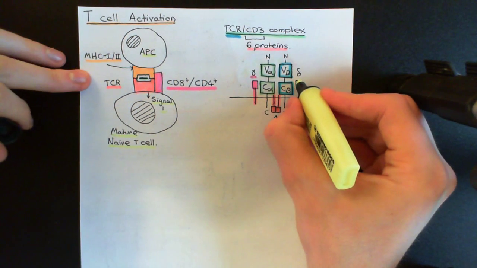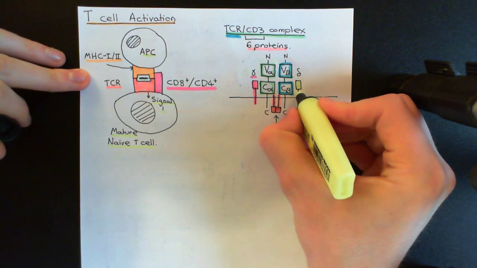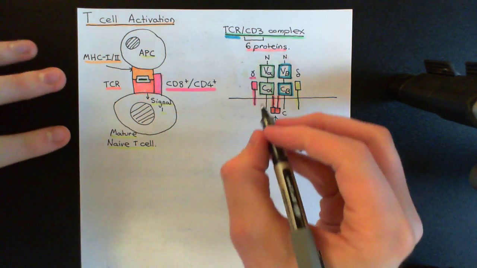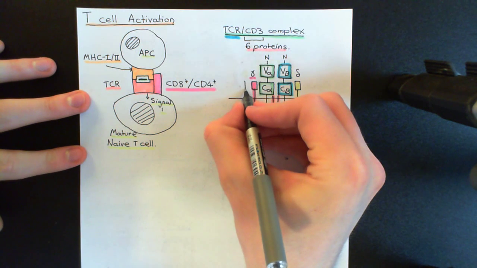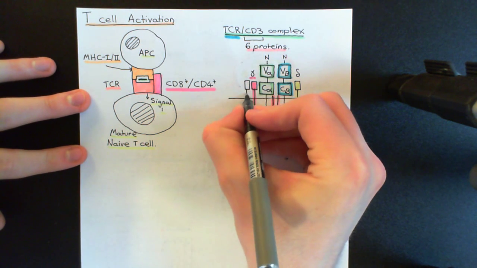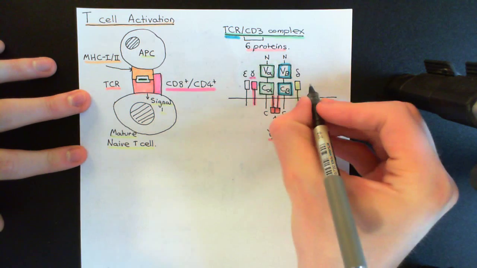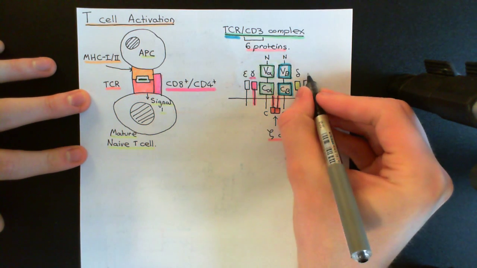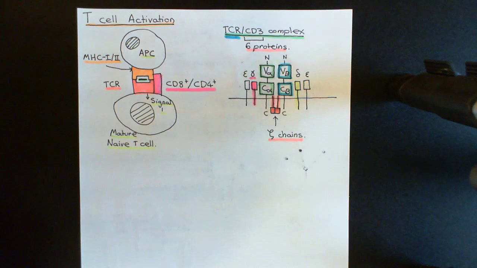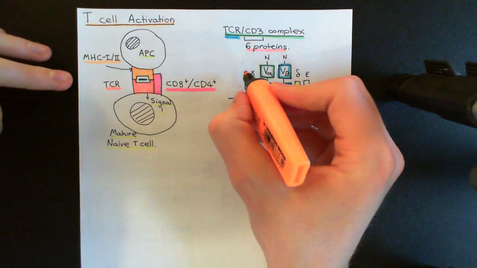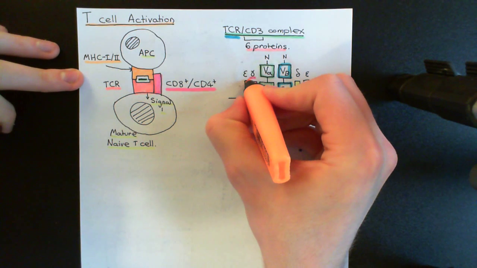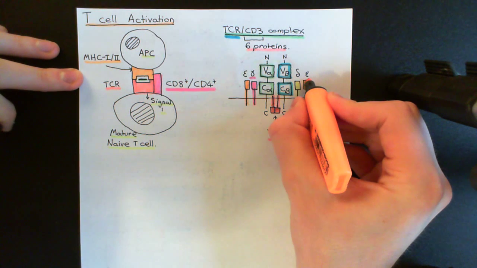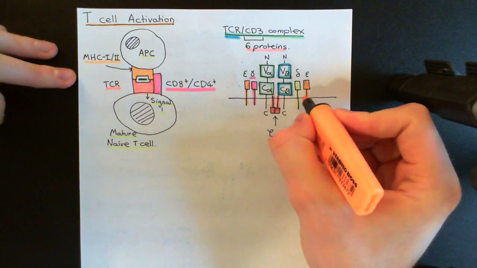And then finally, we're also going to have 2 epsilon chains that are going to be part of the CD3 complex. And I'll draw these on either side like so. So we'll have an epsilon chain here. So this is an epsilon chain. And then we'll have another epsilon chain over here. So overall, those are the 6 proteins that are part of the CD3 complex, and they're all going to join on to the T-cell receptor complex to form the T-cell receptor CD3 complex, like so.